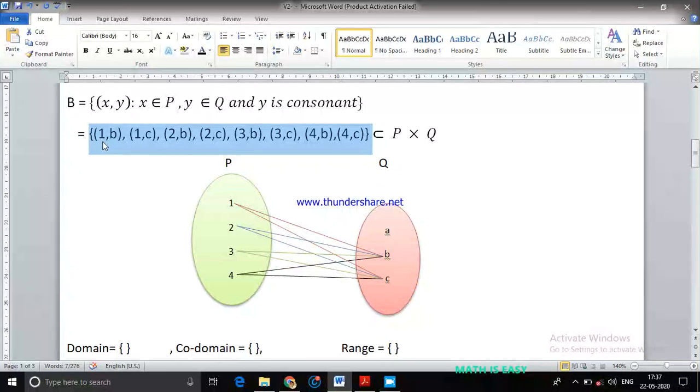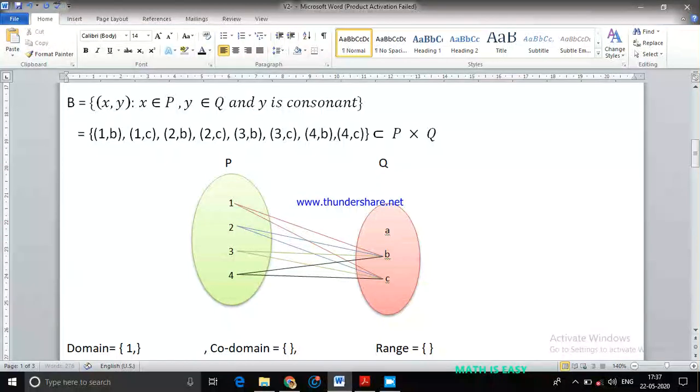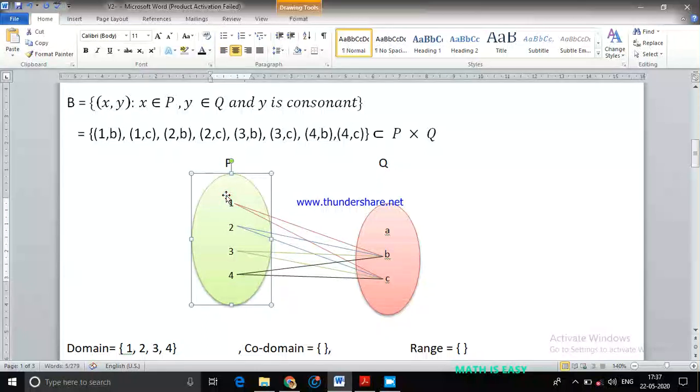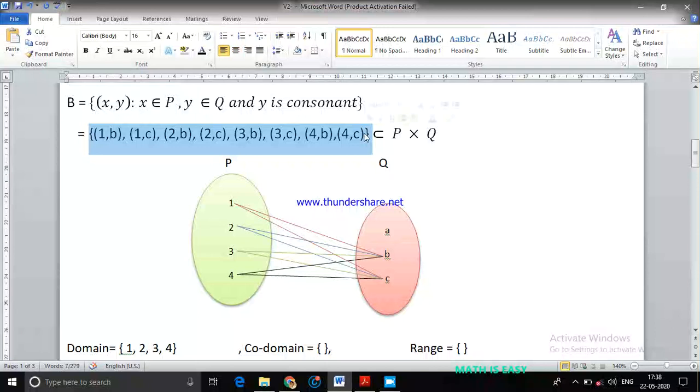Here the first element means 1 is the first element, then 2 is the first element, 3 is the first element, and 4 is the first element. So in the domain you will have 1, 2, 3, 4. Here I am writing the domain without looking at the diagram, just looking at this part. All the x values that belong to this set will become the domain.